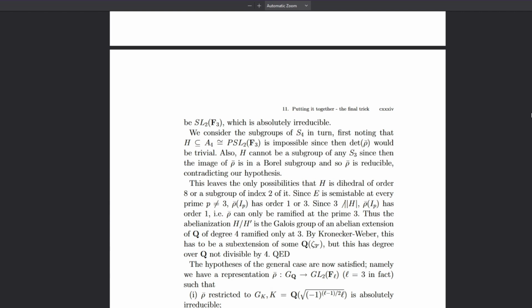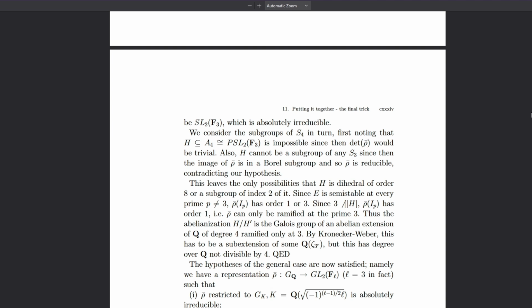We consider the subgroups of S4 in turn. First, suppose that H is a subset of A4, which is isomorphic to PSL2 F3. It's impossible, since then the determinant of rho bar would be trivial. Additionally, H cannot be a subgroup of any S3, since then the image of rho bar is in a Borel subgroup, and so rho bar is reducible, contradicting our hypothesis. This leaves only the possibilities that H is dihedral of order 8 or a subgroup of index 2 of this group.